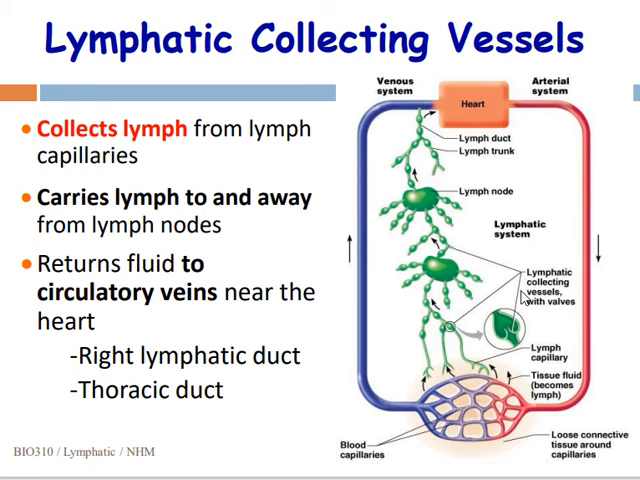And therefore all of the collecting vessels of the lymphatic vessel function, of course, to collect the lymph from the lymph capillaries, and then carry the lymph to and away from the lymph nodes, and then return the fluid back to the circulatory system, which is to the vein near the heart, through two pathways, either by the right lymphatic duct or by the thoracic duct.